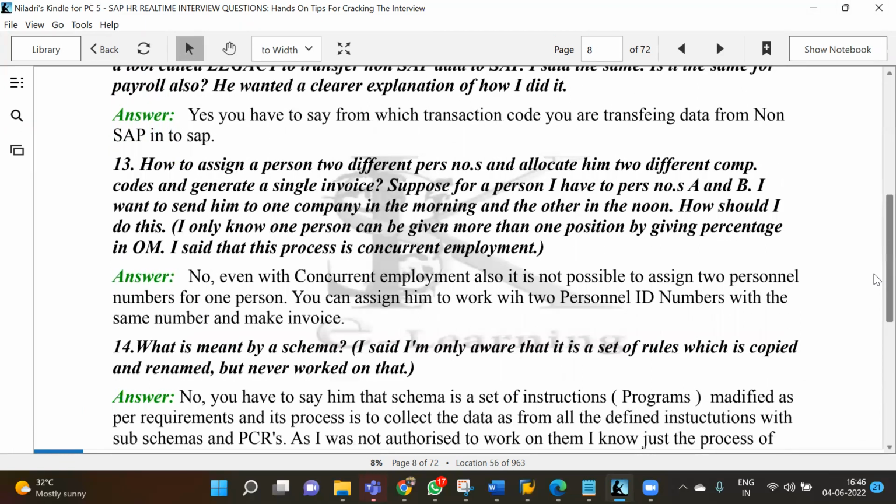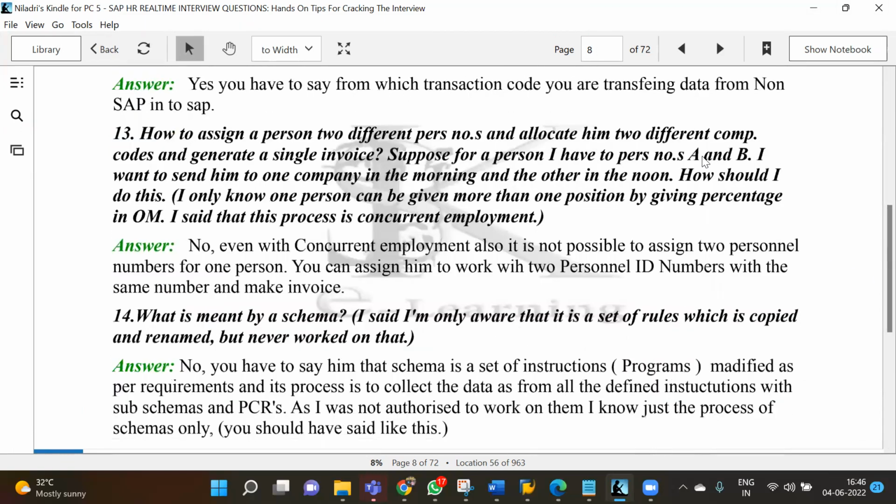How to assign a person to different person numbers and allocate him to different company codes and generate a single invoice? Suppose a person, this is a very interesting question. Suppose for a person, I have two personnel numbers, A and B. I want to send him to one company in the morning, and to another in the afternoon. How should I do this?